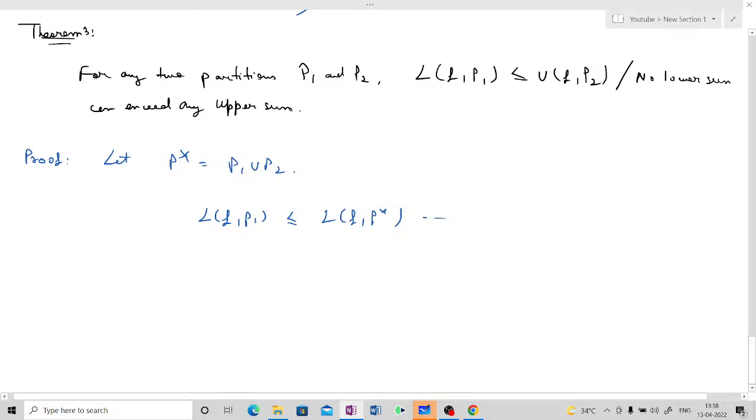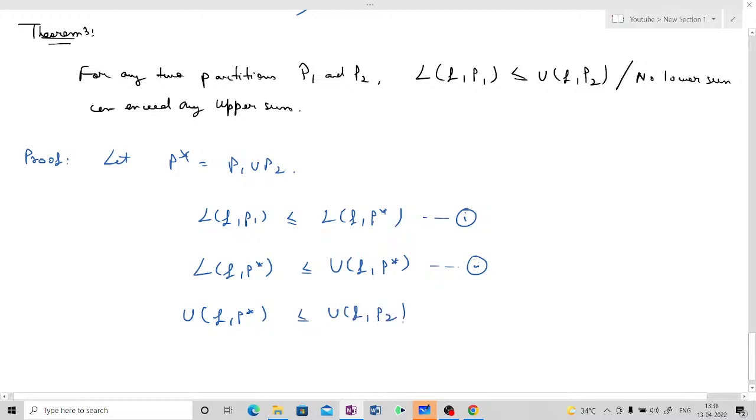So this is statement 1. We also have LFP star is less than equals to UFP star, and since P star is also a refinement of P2, from theorem number 2 we can also say UFP star is less than equals to UFP2, because P star is also a refinement of P2. So it is clear from these three statements, from 1, 2 and 3, we have LFP1 is less than equals to UFP.